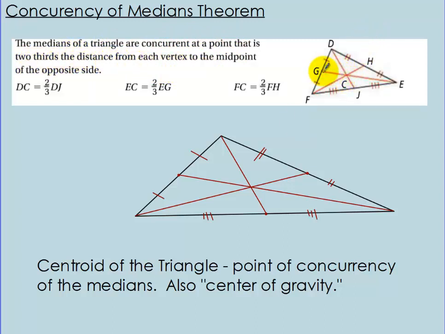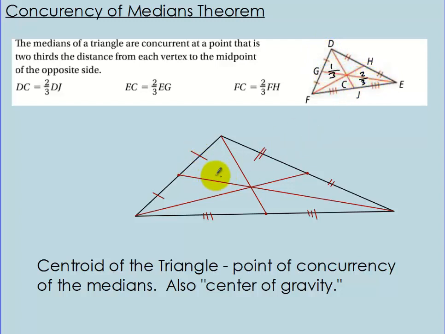So we drew those lines. Basically what it's saying is that the point in the middle cuts all those segments we drew. The smaller section is one-third of the size, and the bigger section is two-thirds the size.